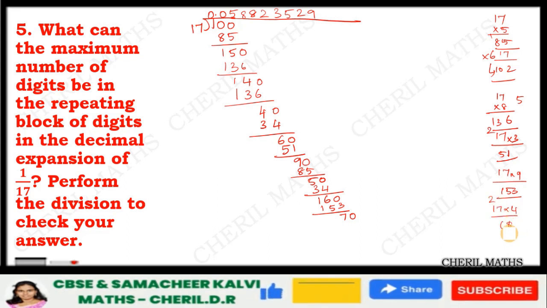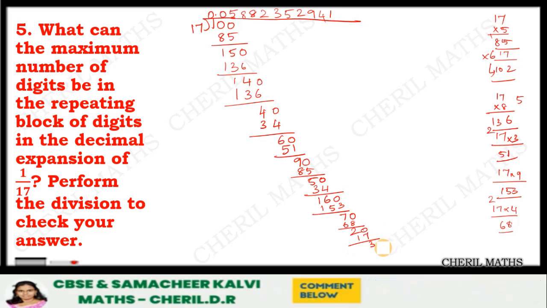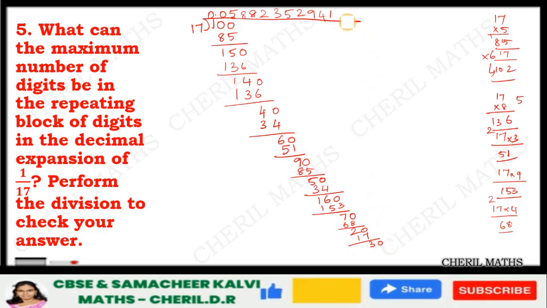4 times 17 is 68, I'm getting. So 68, 4 times, again I'm getting 2, so 20, so 1 time will be 17. So you're getting 3, 0. Again 17 2s are 34, so I cannot do that. So I can only do it by 17 1s are 17. So now I'll get 130.